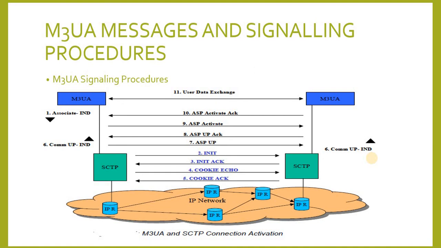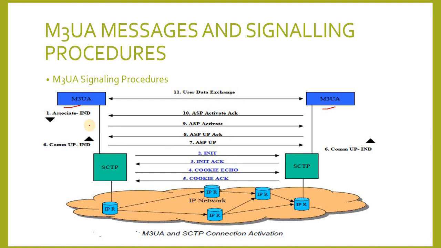M3UA signaling procedures. Let's examine the signaling sequences that M3UA uses to establish an M3UA association between two M3UA peers. M3UA uses the SCTP protocol to transfer its messages to the remote destination. Below illustrates the most important M3UA message types to activate an M3UA communication. To establish M3UA connection activation, we involve 4 M3UA message types. These M3UA message types are examined in the figure. The association establishment procedure is described in the figure. The process is described below.